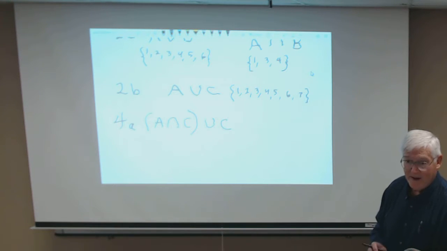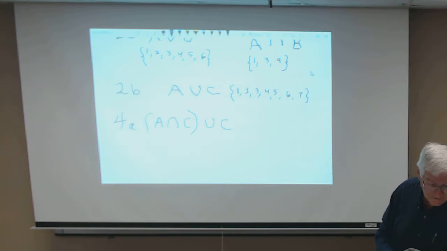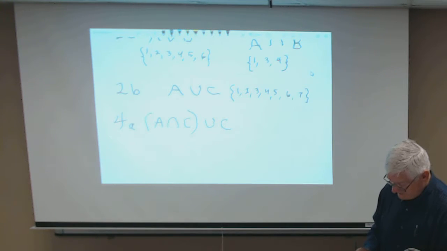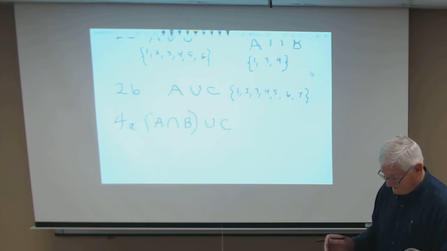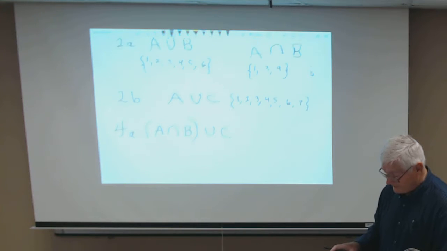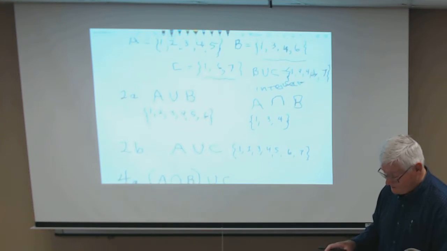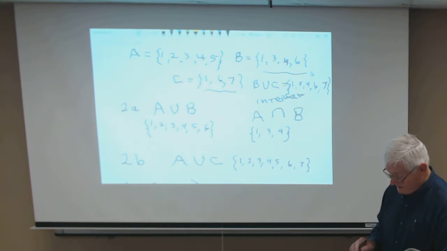Anyone see a mistake I made? Is that what 4A says? No, it says A intersect B. If you copy it down wrong, you'll definitely miss it. Now let's go back up here and look at A and look at C, and we're looking for the intersection. We're looking for the elements that are in both of them.